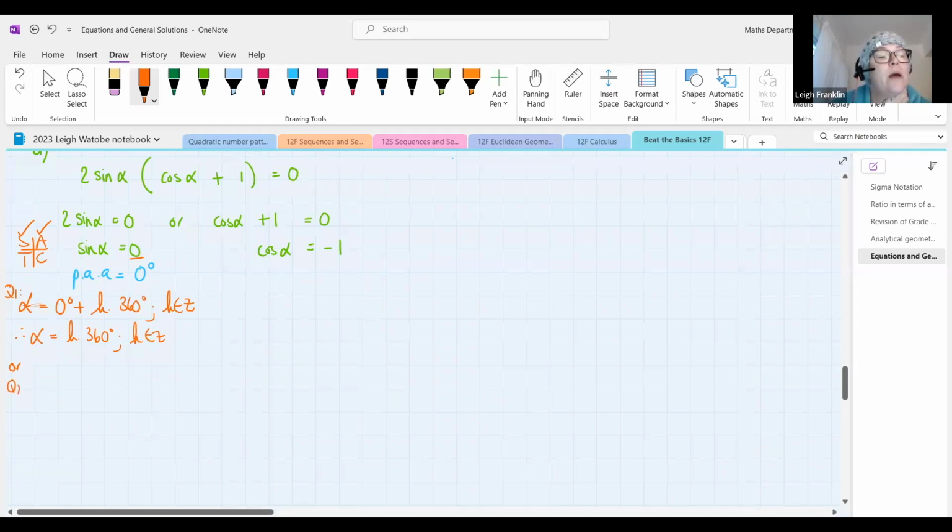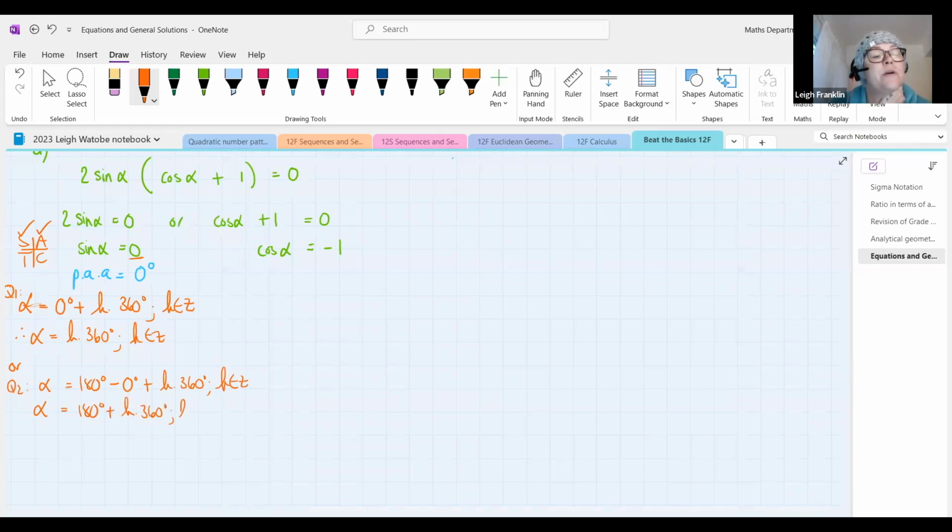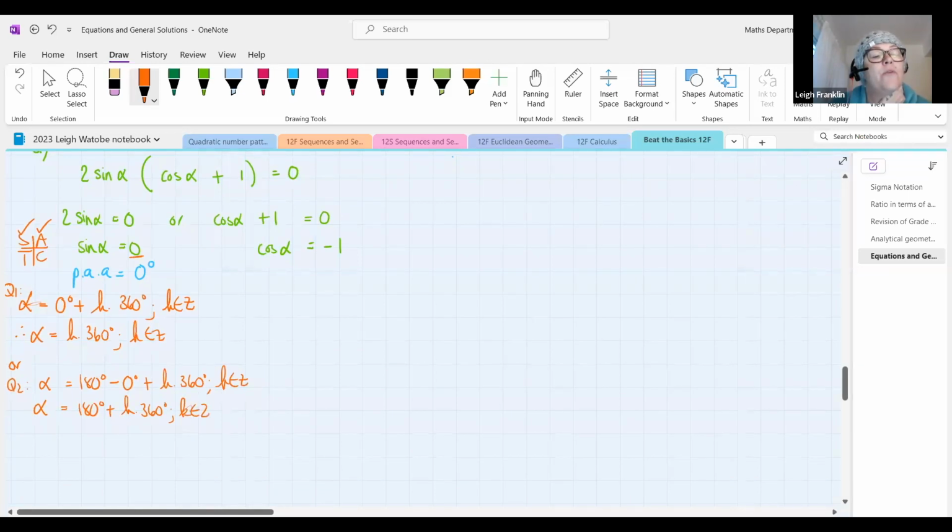Or if we consider what happens in quadrant 2, our angle alpha would be equal to 180 minus our PAA, which is 0 degrees, plus K times 360, K an element of the integers. So here alpha would be equal to 180 plus K times 360, K an element of the integers. And there are your two general solutions for sine alpha.